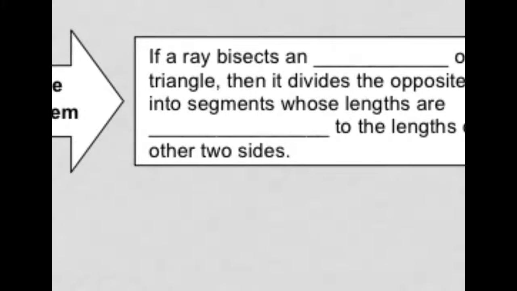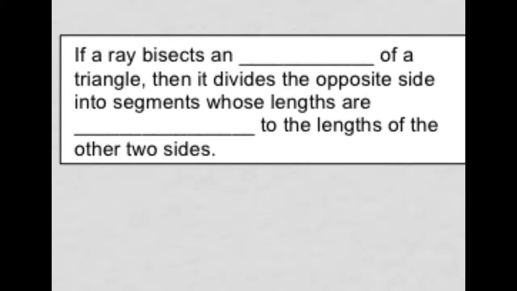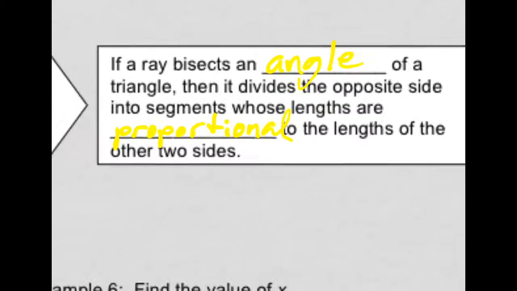Triangle-angle bisector theorem. If a ray bisects an angle of a triangle, then it divides the opposite side into segments whose lengths are, it's our favorite word, proportional to the lengths of the other two sides. Okay, so what does that mean?